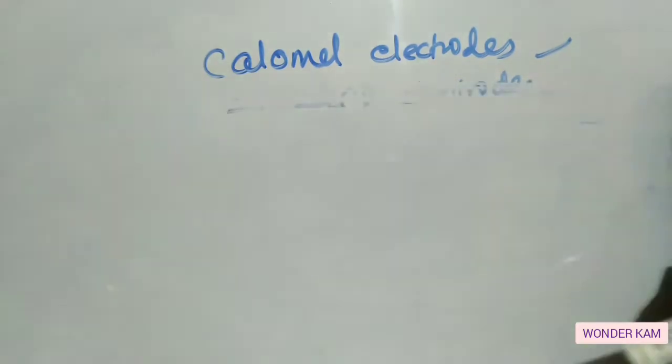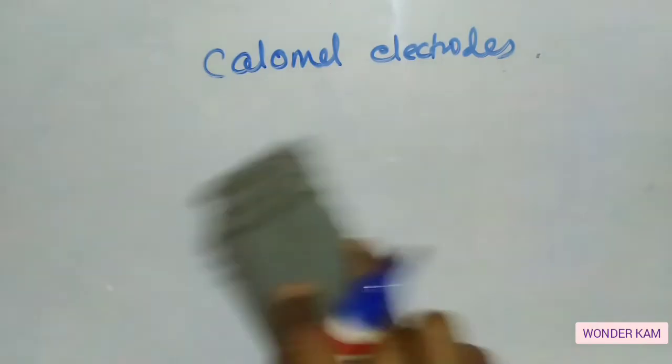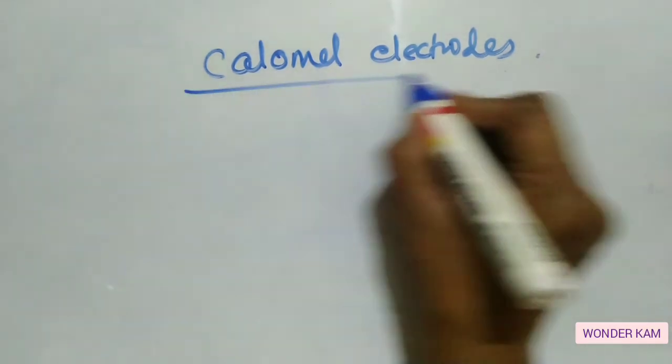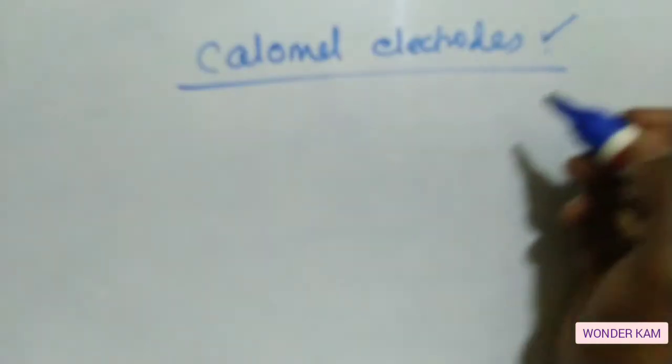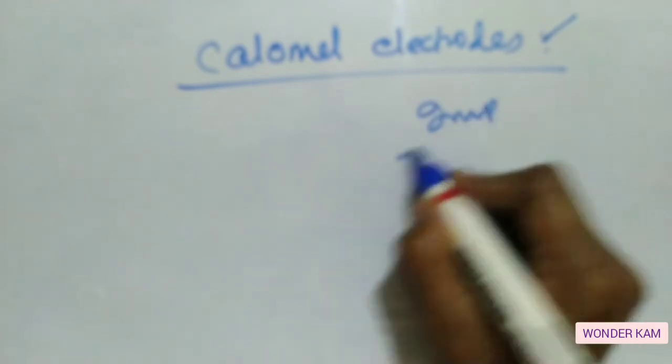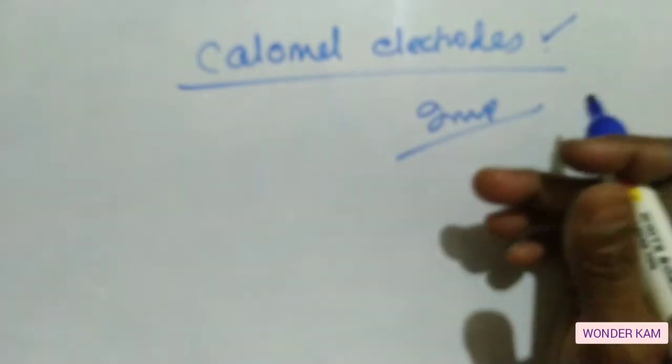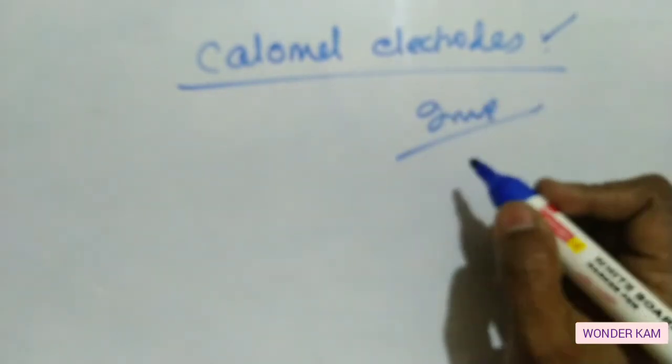So in my next video, I will discuss the construction and working of the calomel electrode and how it is used to determine the potential of an unknown electrode with an example. This is a very, very important secondary reference electrode.